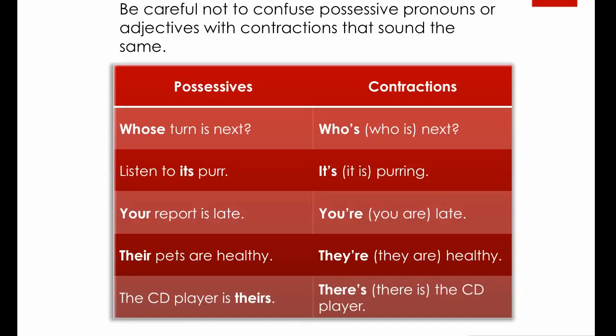Be careful not to confuse possessive pronouns or adjectives with contractions that sound the same. These are some of the most common errors that appear in student writing. The possessive forms: whose, W-H-O-S-E, turn is next, compared to who's, apostrophe s, who is next. Listen to its purr, compared to it's, apostrophe s, it is purring.